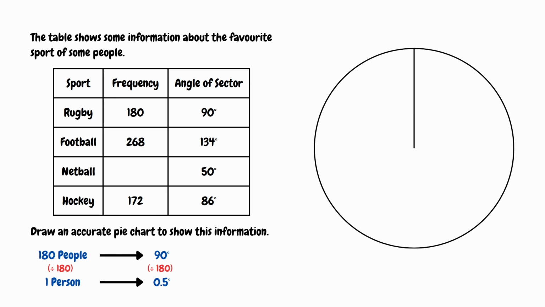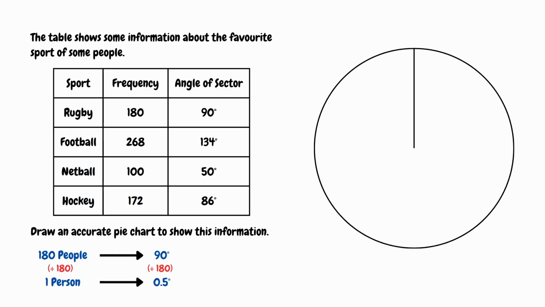So now we have all our angles to draw a pie chart, but we can also go back and figure out our frequency for netball. But we have to do this slightly differently. We're given the angle this time. We know that netball is represented by 50 degrees, but each person represents half a degree. So if we wanted to figure out our frequency for netball, we'd have to do the opposite. We'd have to do 50 divided by that 0.5. So how many halves fit into 50? Well, that would be 100. So 100 people chose netball.